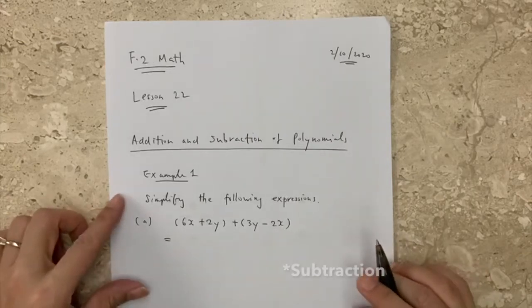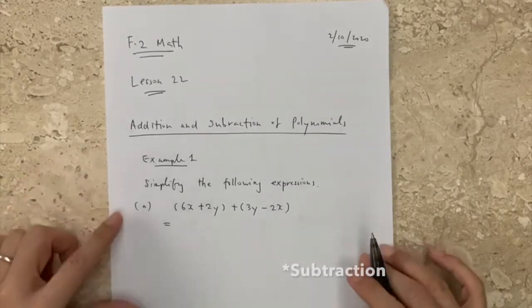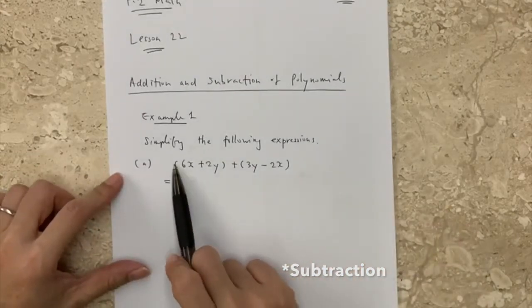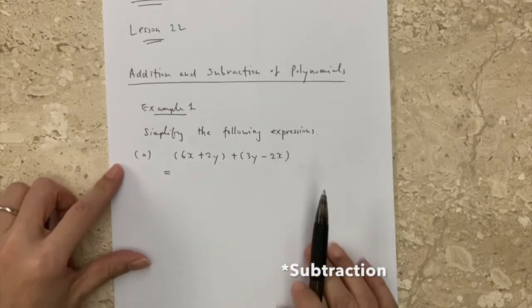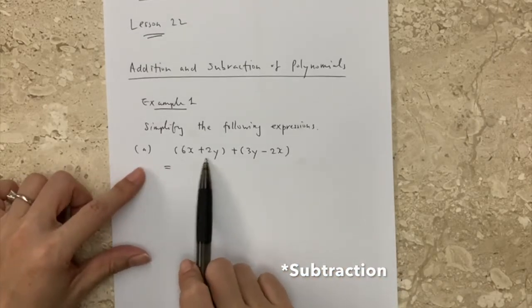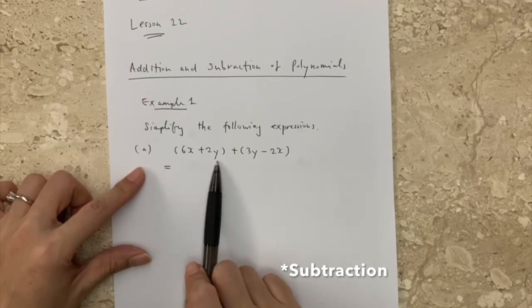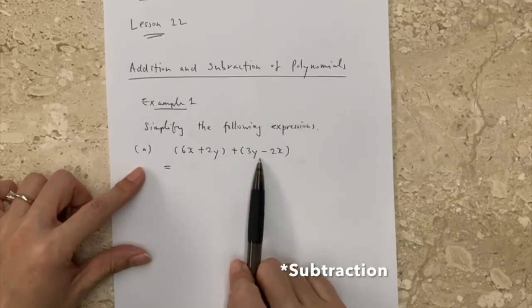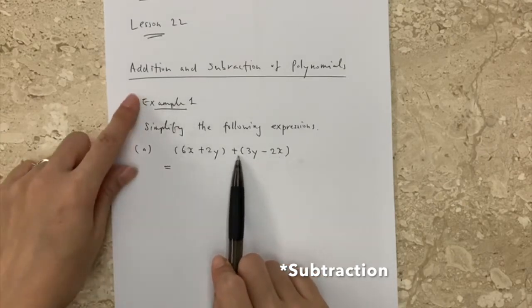Alright, so today's topic is about addition and subtraction of polynomials. Okay, so this is the first example. We need to simplify the following expression. This is the first polynomial, 6x plus 2y. And then we have another polynomial here, 3y minus 2x, and this plus is addition.